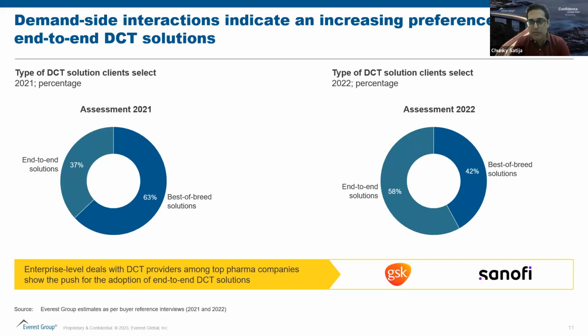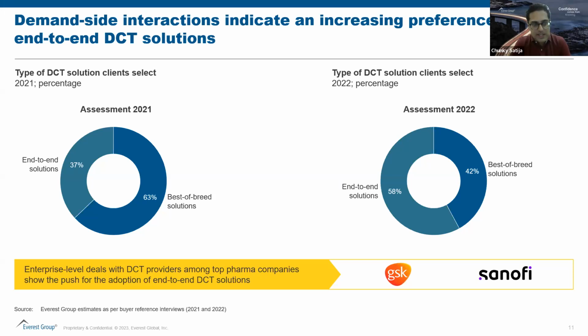If you think of the time before the pandemic, a lot of the DCT technologies that we talked about, whether that's eCOA, ePRO, eConsent, some of them have been around for more than a decade. And predominantly the buying pattern used to be best of breed solutions. After the pandemic, one of the areas where we saw the biggest change is the preference for best of breed versus an end-to-end solution.